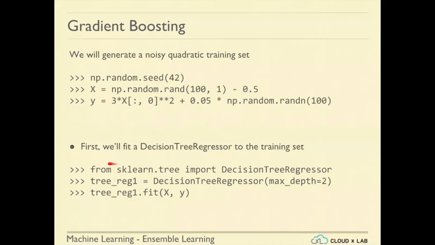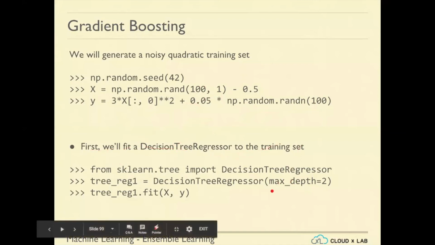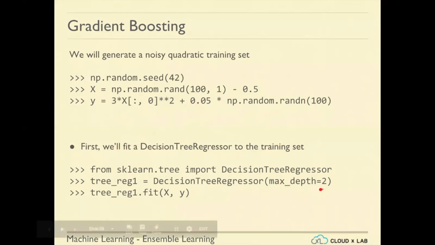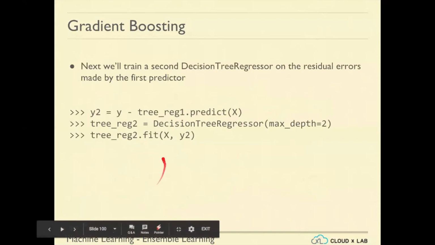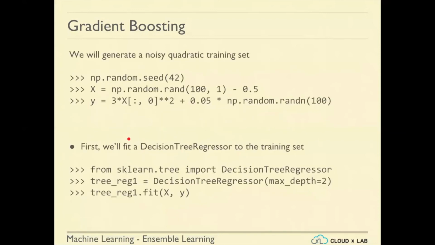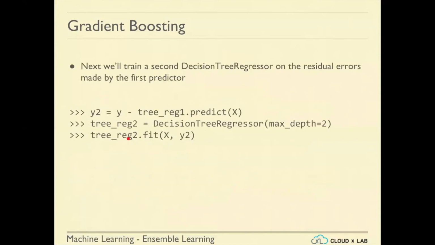Next, we will fit the decision tree regressor to the training data. Here we're saying the depth is 2. It's not really a stump, but a tree with a depth of 2. At this point we are fitting x and y to it. Next, we do the prediction on the same data and compute the residual, y minus the prediction. So this is our new value.